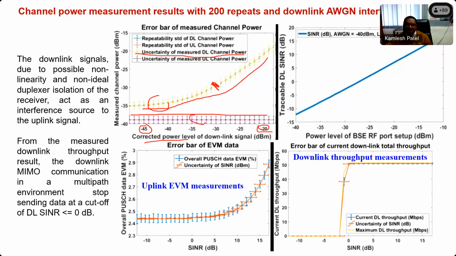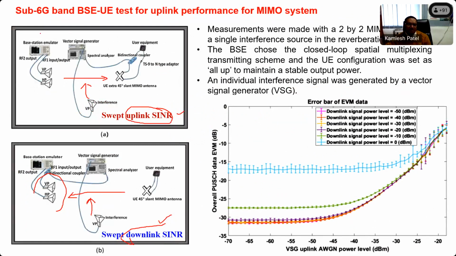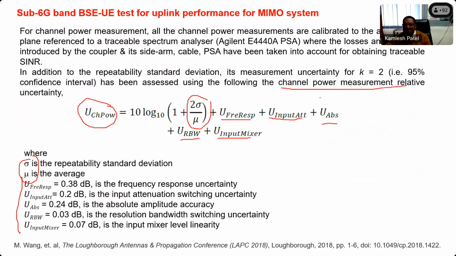Okay, and this is representing uncertainty of the measured UL channel power. So downlink power is increased as we increase the value of the downlink signal. If we see the traceable DL SNR data with respect to power level of the BSC RF port setup, this BSC is this one, the base station emulator.